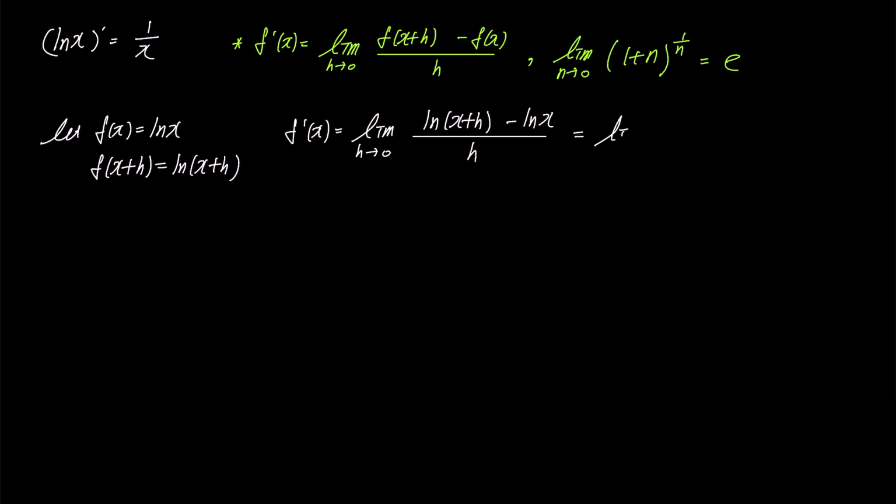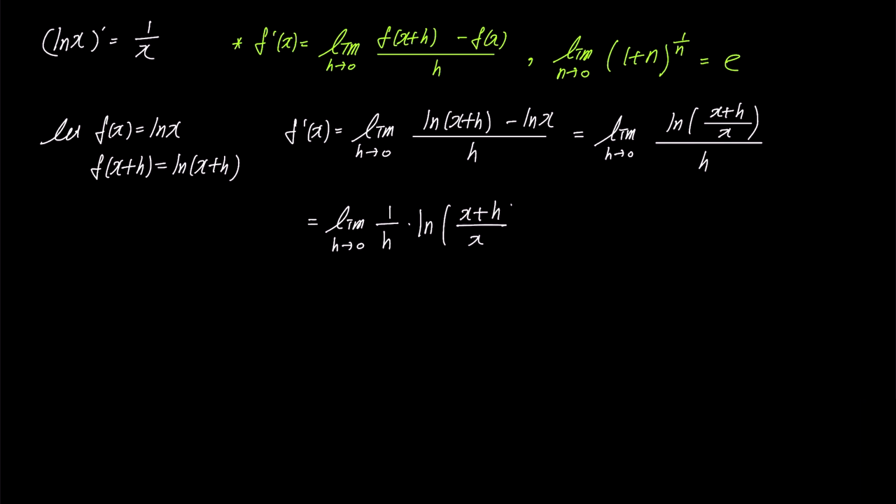Looking at the numerator, we can simplify using the logarithmic property of subtracting logarithms as ln of (x plus h) over x. We can rearrange the denominator by expressing h as a fraction, allowing us to move 1 over h to the front of the logarithm. And if we express the fraction inside the logarithm as two separate fractions, (x plus h) over x can be rewritten as x over x plus h over x.